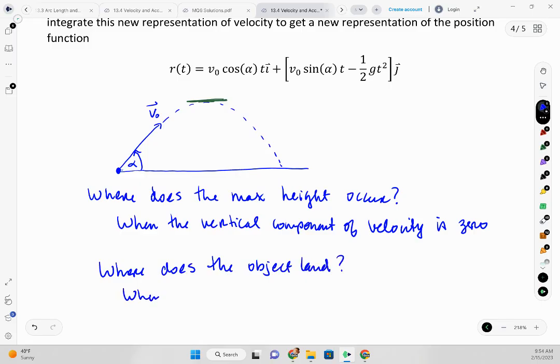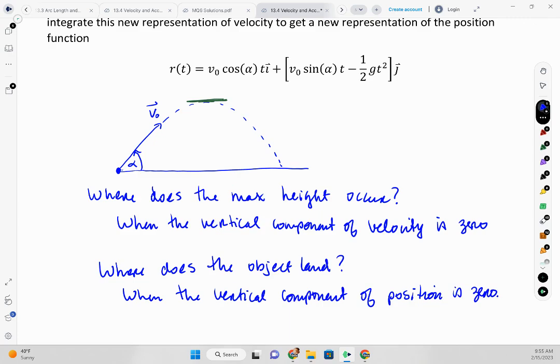And this will be when the vertical component of position is 0. So you'll be asked these sorts of questions, and you have to decide: do I need my position function to help me answer this, or do I need my velocity function to help me answer this?